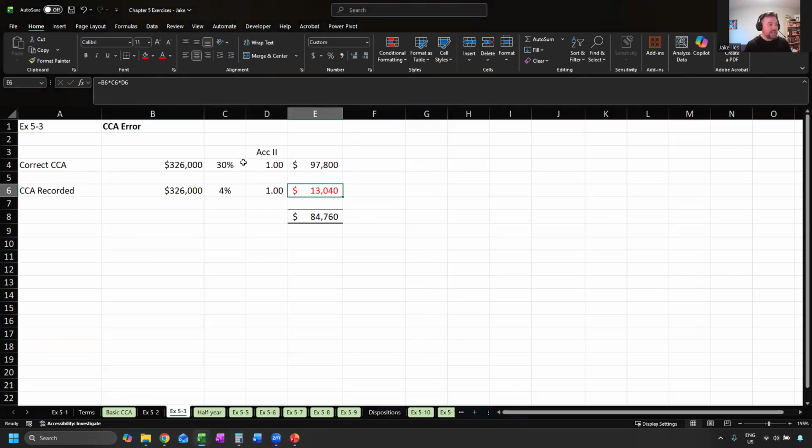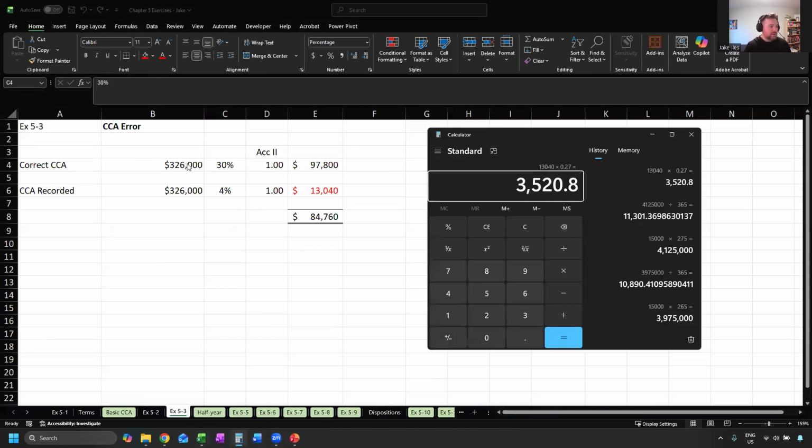We should have put it in Class 10. Class 10 uses a CCA rate of 30%. So 326,000 times 30%, our CCA would have been 97,800. So 97,800 times our tax rate of 27%, we would have saved $26,406 on our taxes. We put it in Class 1, so we were only able to save $3,520.8. So we spent $22,000 more paying off our taxes this year than we needed to.